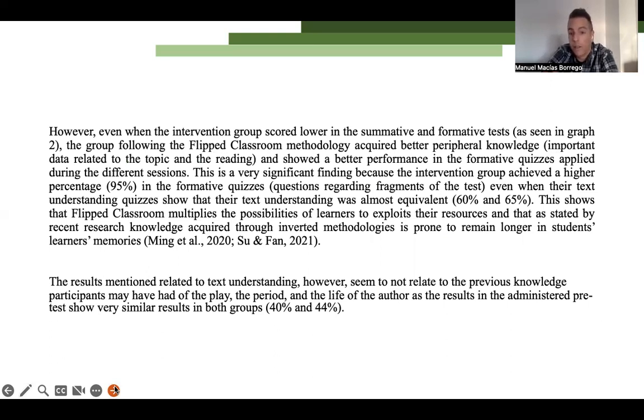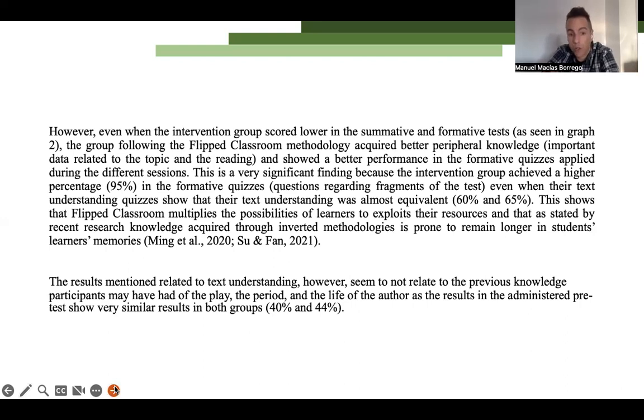This is a very significant finding because the intervention group achieved a higher percentage, 95, in the formative quizzes, even when their text understanding quizzes showed that the text understanding was almost equivalent to the non-intervention group. This shows that flipped classroom multiplies the possibilities of learning to exploit their resources, and that, as stated by recent research, knowledge acquired through inverted methodologies is prone to remain longer in learners' memories.